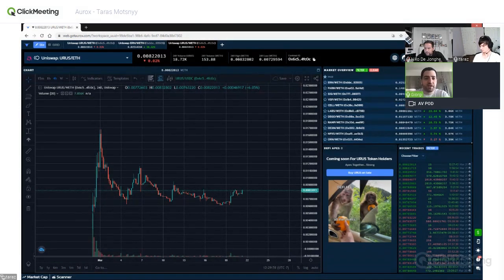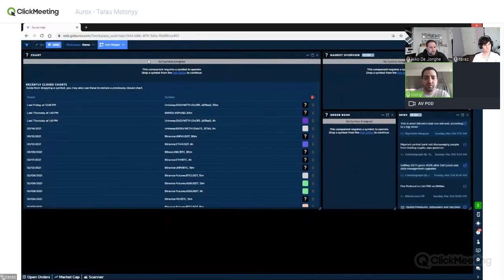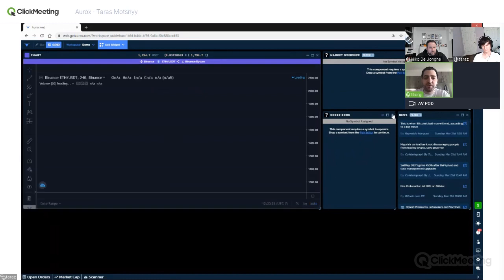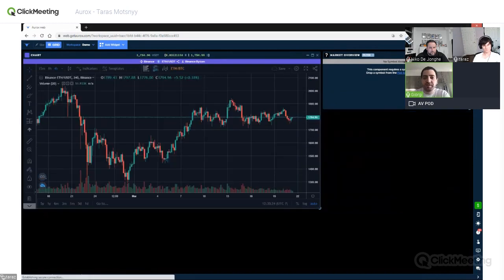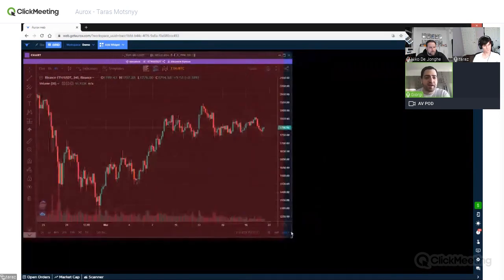But that's the basic overview of our platform. There are a lot of functionalities built in. If we discussed them all, it would take hours. We also have a grid layout. Taras is right now using our light version. The grid layout is reserved more for experienced traders in general, not just Aurox users, because it does take a little time to set up. It requires widgets and things like that.